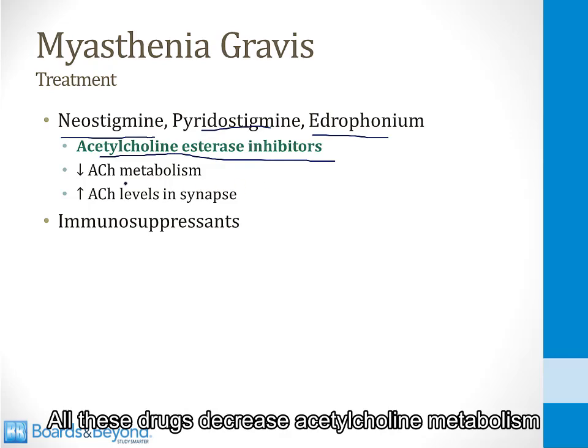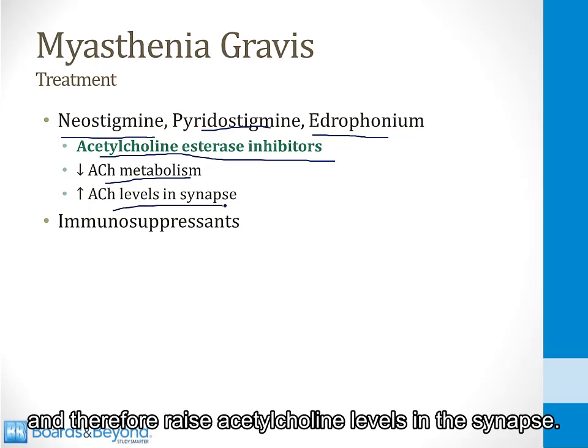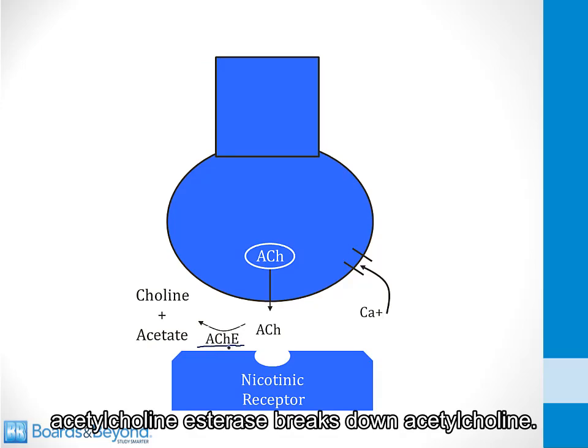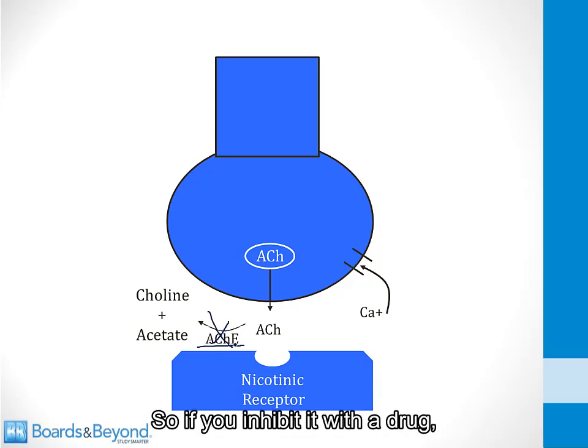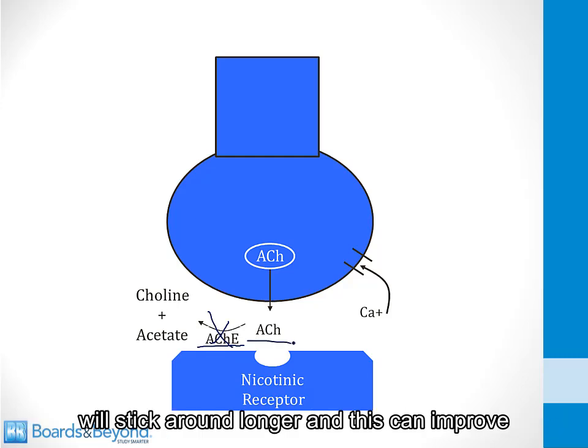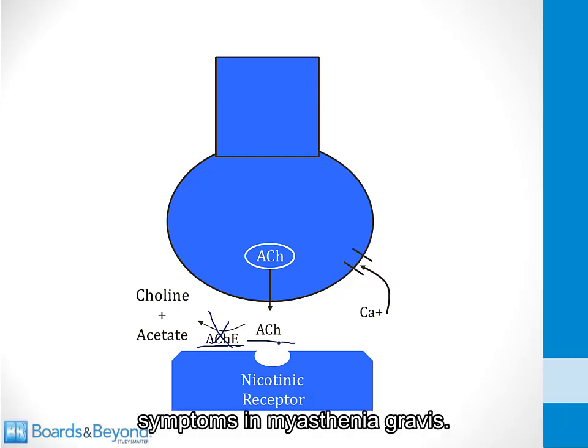All of these drugs decrease acetylcholine metabolism and therefore raise acetylcholine levels in the synapse. If we go back to this drawing, acetylcholinesterase breaks down acetylcholine. So if you inhibit it with a drug, this means that whatever acetylcholine is in the synapse will stick around longer, and this can improve symptoms in myasthenia gravis.